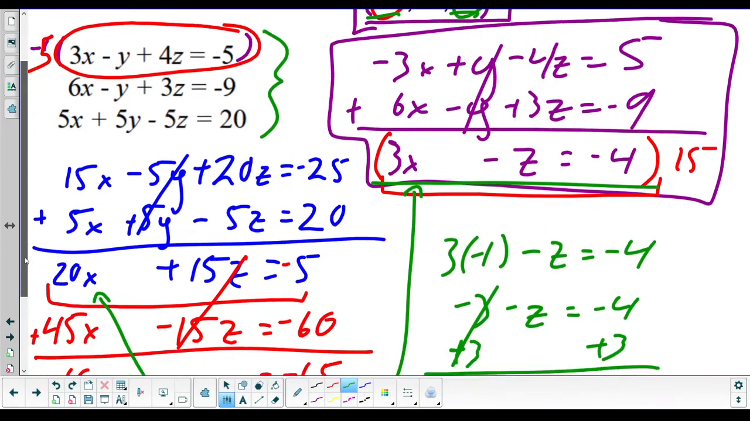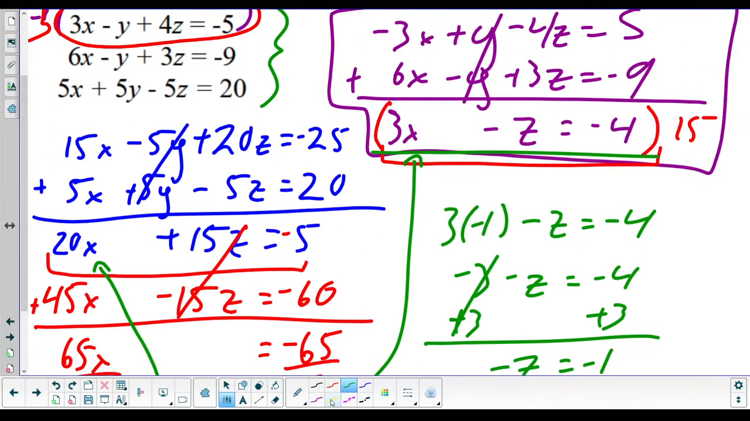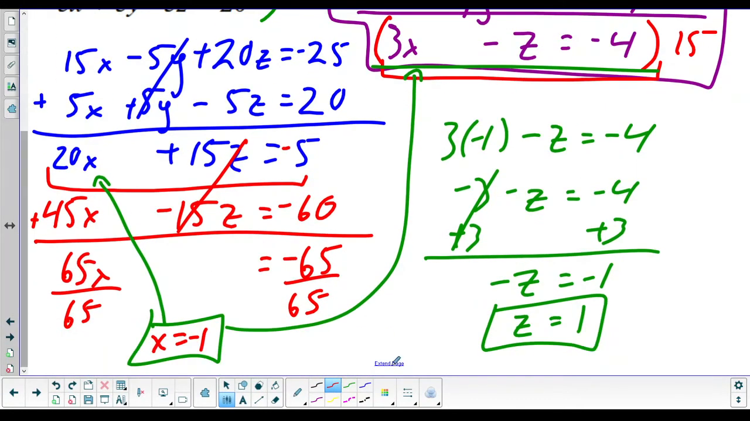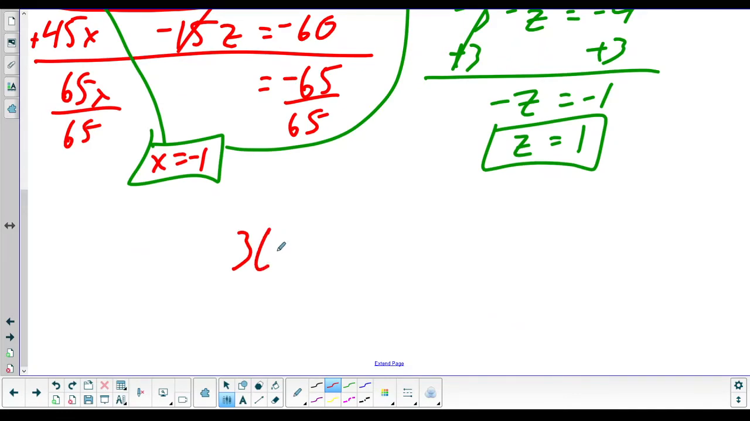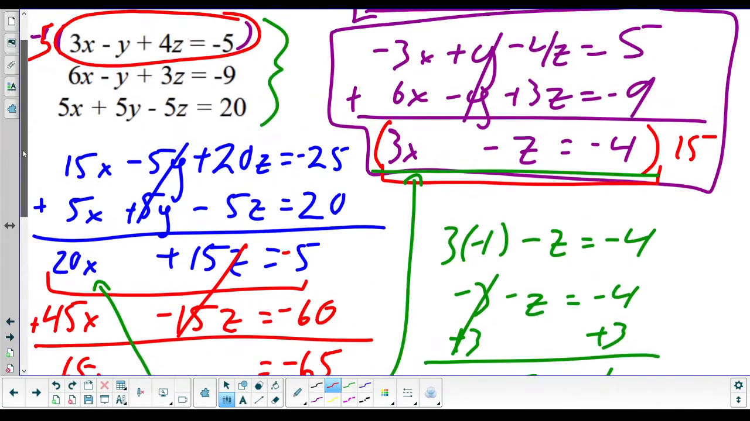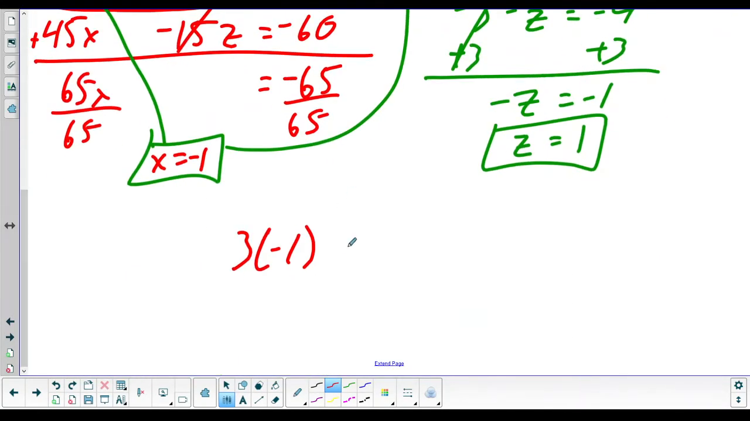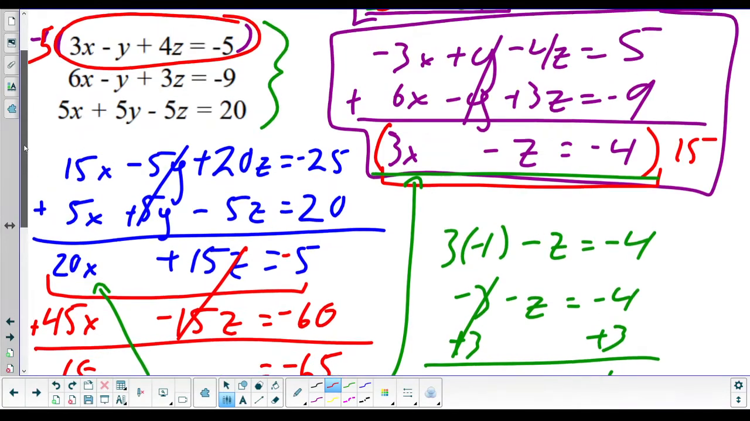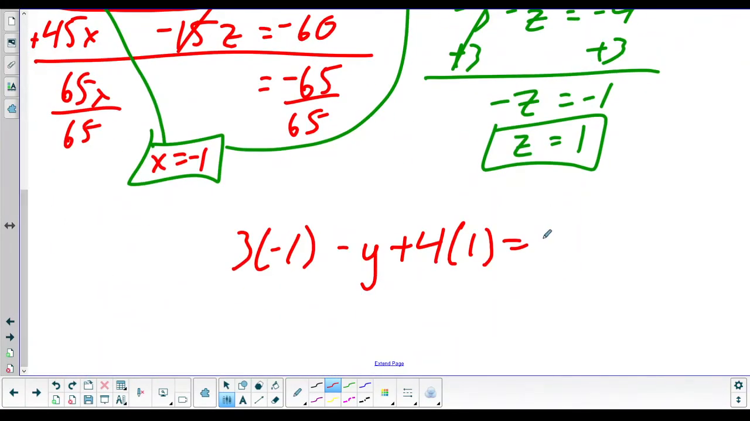So we can do, oops, sorry, let me get some space here. 3 times x, what is the rest of it? Minus y, plus 4 times 1 equals negative 5.